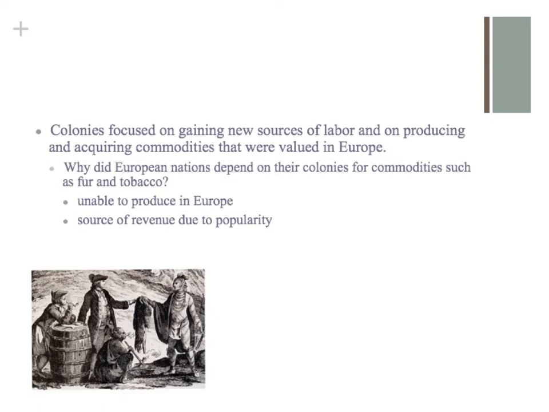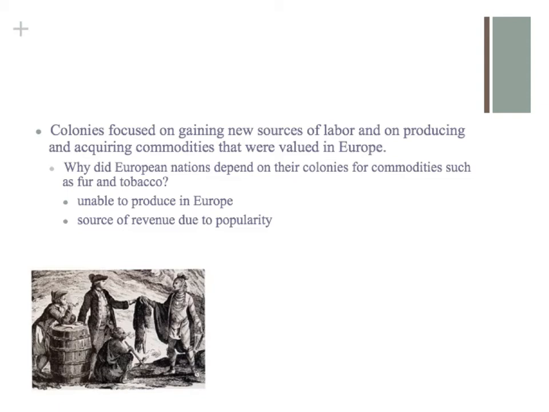Number two, colonies focused on gaining new sources of labor and on producing and acquiring commodities that were valued in Europe. So the question is, why did European nations depend on their colonies for commodities such as fur and tobacco? And it's very simple. You can't make this stuff. You can't produce it in Europe because the climate's not the same as the eastern coast and the southern part of the U.S. The climate, the ground, whatever it is, you just can't produce it. So they've got to rely on these colonies for these raw materials.